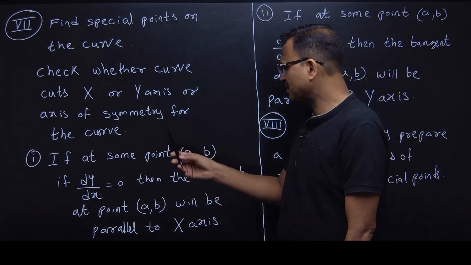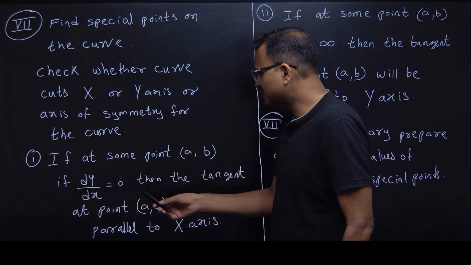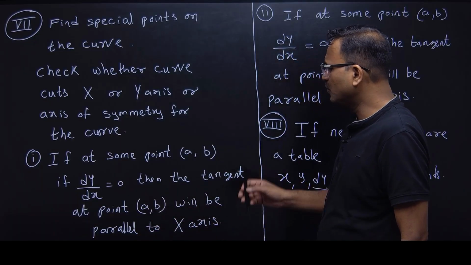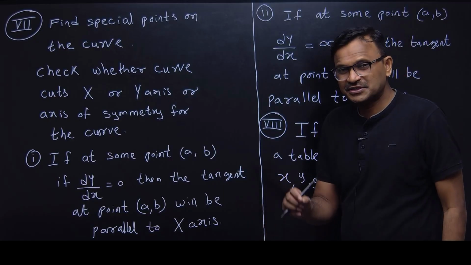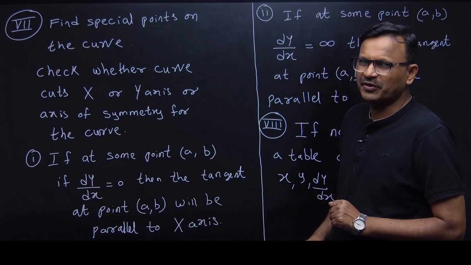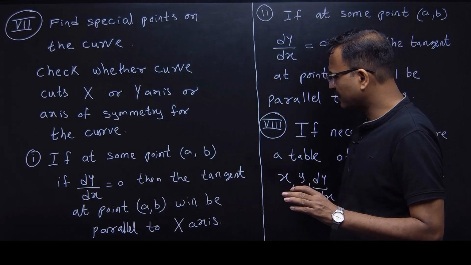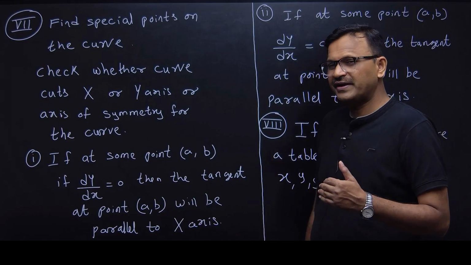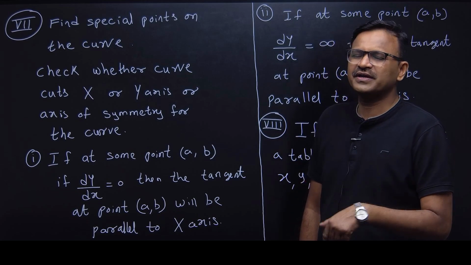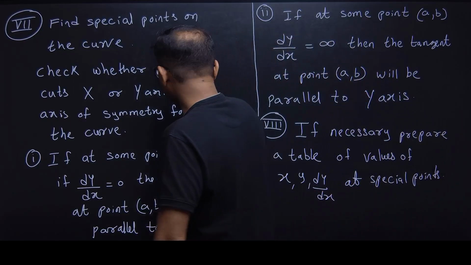Also, suppose (a, b) is some special point. If at that point dy by dx is 0, then it means that the tangent at that point (a, b) will be parallel to the x-axis. So remember, if you get some special point on the curve, in general, suppose it is (a, b), then we should find dy by dx at that point. And if dy by dx at that point is 0, it means that the tangent at that point must be parallel to the x-axis. It is important to find the tangent because the tangent decides the nature of the curve. We'll come to know how the curve is going to take a turn. So for that, we should find dy by dx at least at the special points.